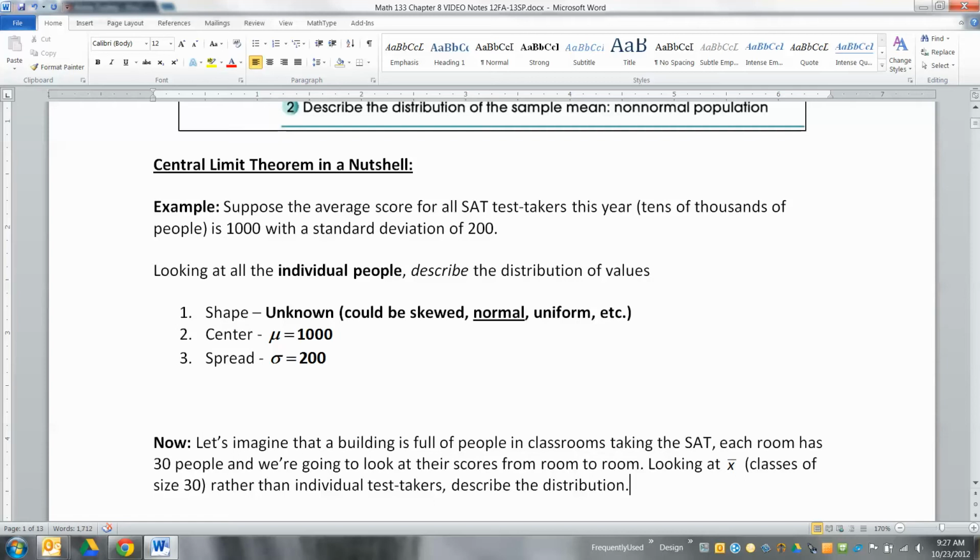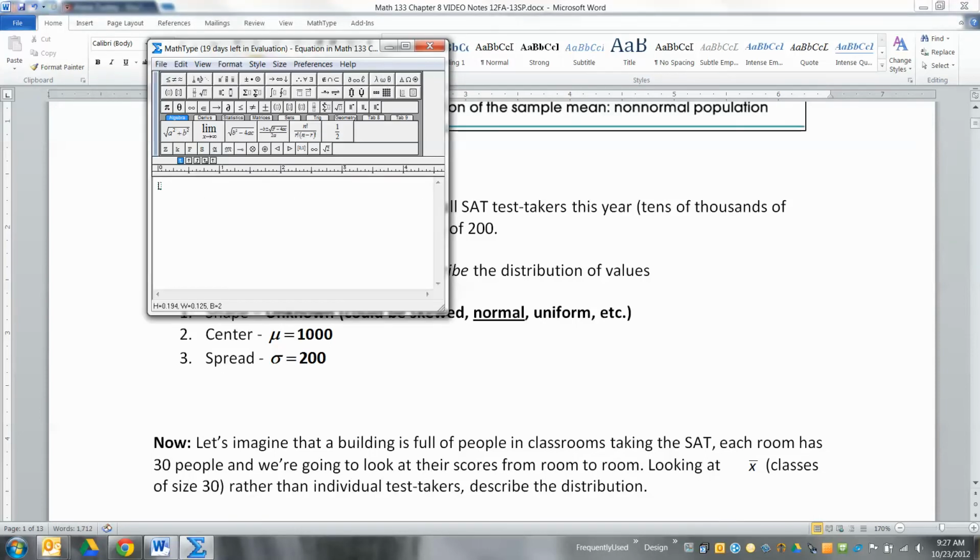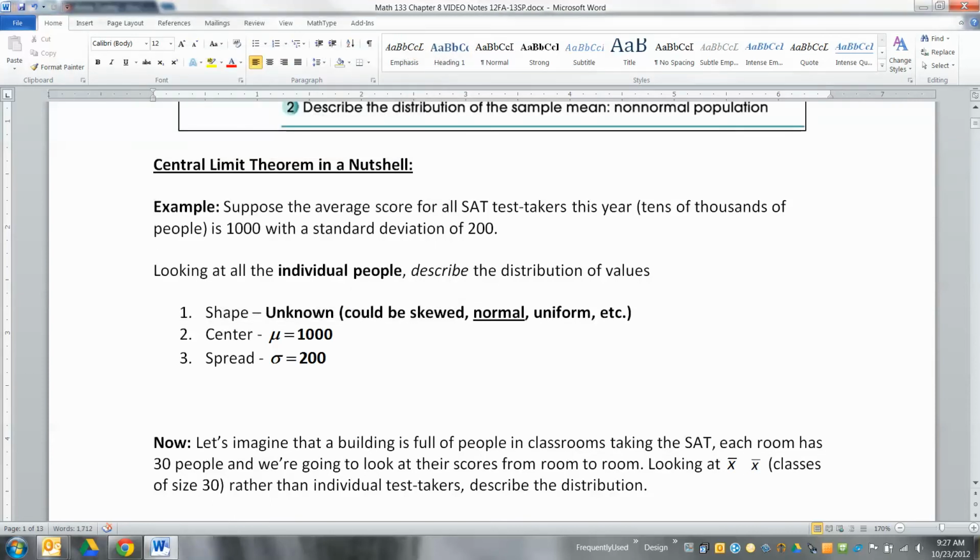And we're going to look at the scores from room to room. We're not going to look at individual people in any one room. I don't go in a classroom and ask, what did this person get? What did this person get? I walk the hall, and somebody comes out and tells me what the average for that room was, and then goes back in. Then I go to the next room, and they tell me what the average for that room was, and so on. So I'm going to look at X bar for each room, not X, not the individuals, but X bar, the average. There you go. So we're going to look at X bar for each of them.